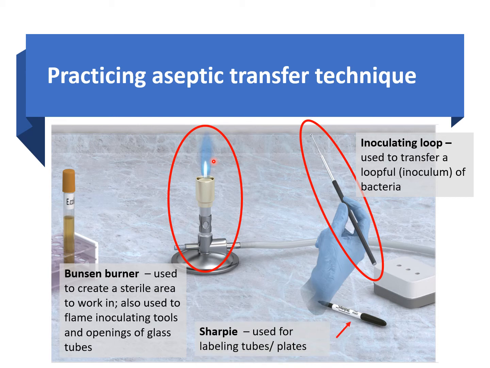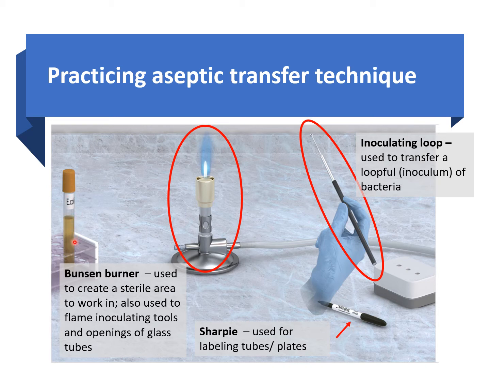And then, of course, why is there a Sharpie there? Because you have to make sure that you label everything, right? This is pretty important. You're labeling your tubes, your plates, whatever you're using, so that you know what is on that plate, what's in the tube, etc. Okay, so make sure that you always label your plates and tubes.